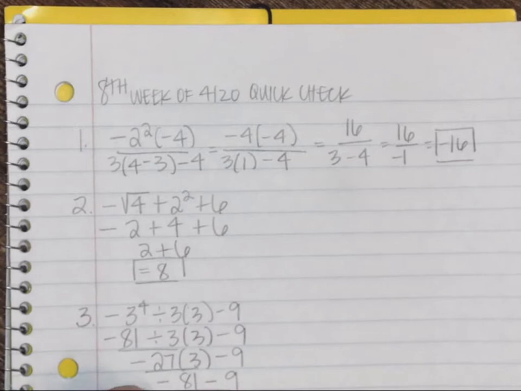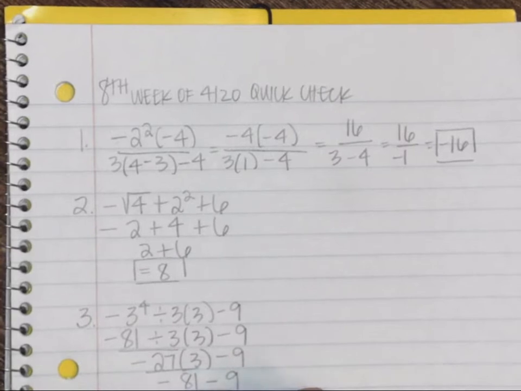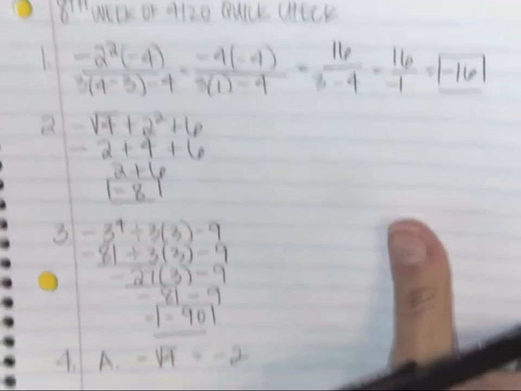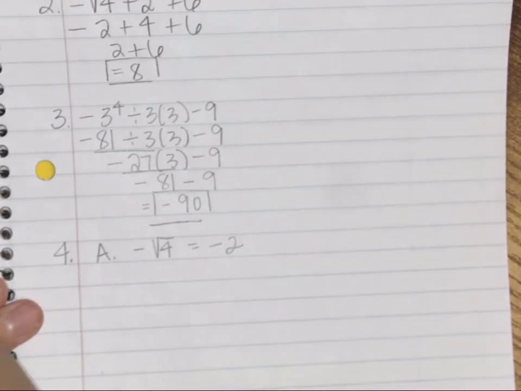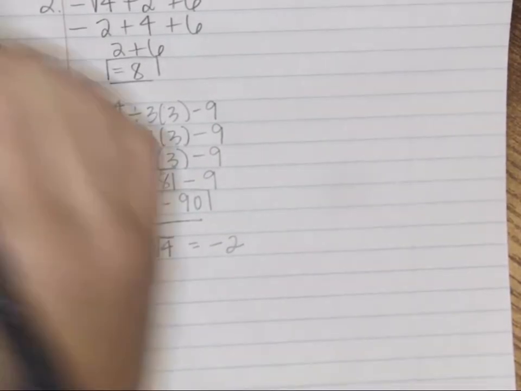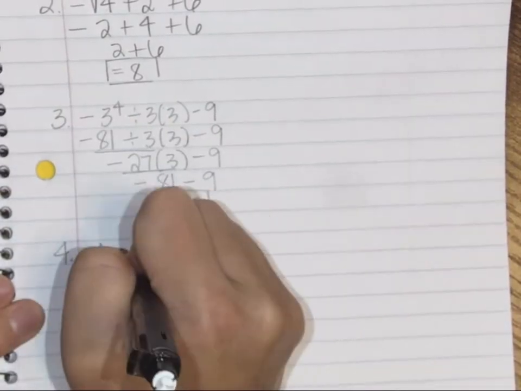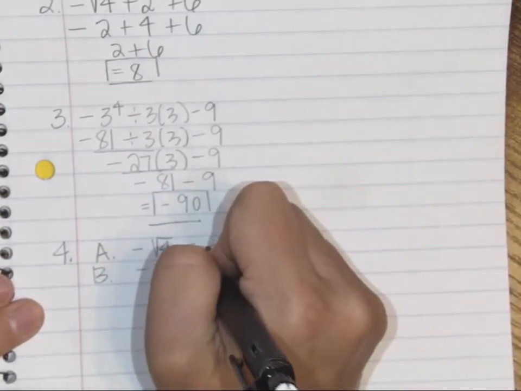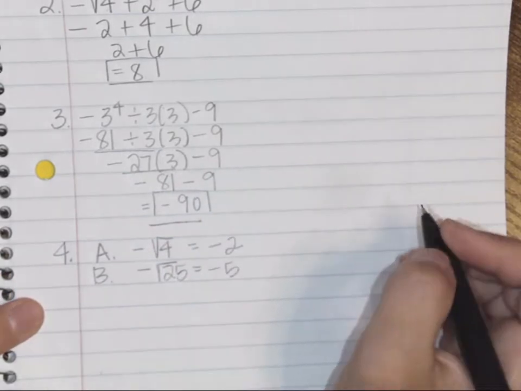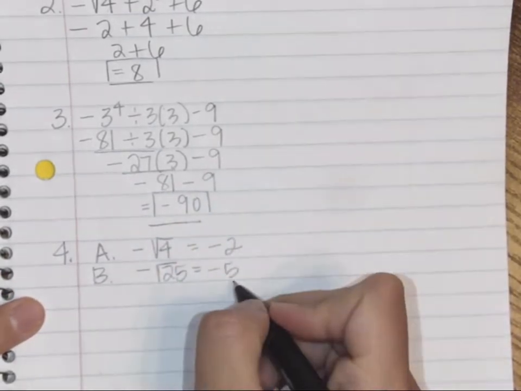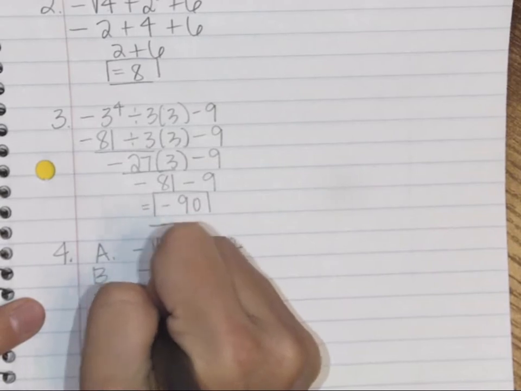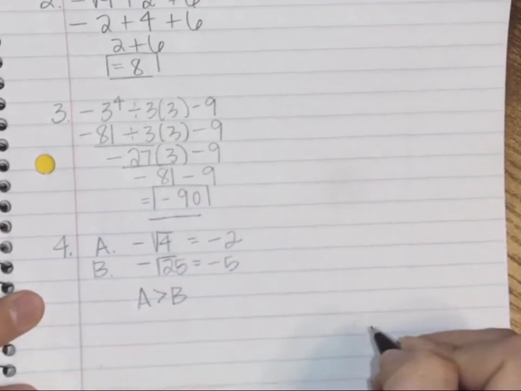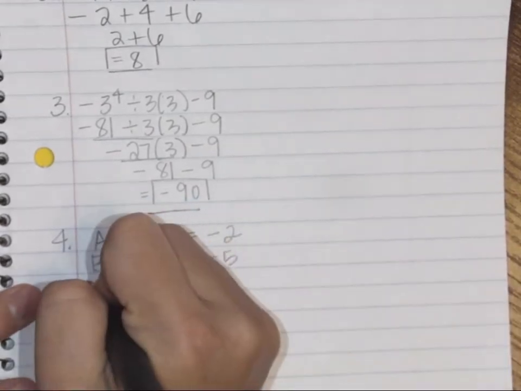For number 4, we had to figure out which column was greater. So in column A, you have the opposite of the square root of 4. Square root of 4 is 2, and the opposite of 2 is negative 2. In column B, we have the opposite of the square root of 25. So the square root of 25 is 5, and the opposite of 5 is negative 5. And negative 5 is less than negative 2, so column A is greater than column B, which would be answer choice A.